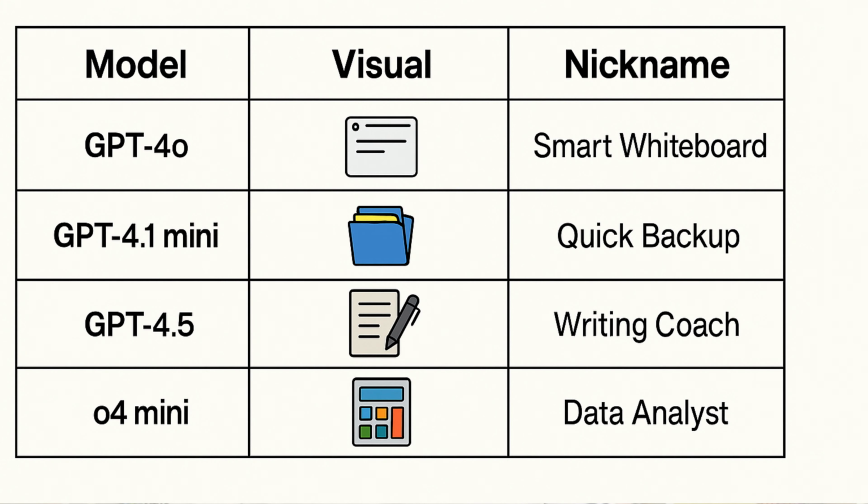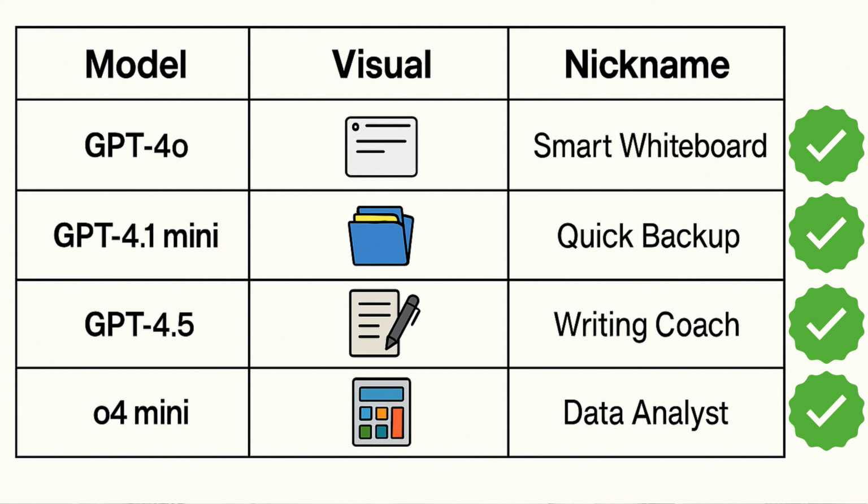GPT-4o is your smart whiteboard: fast, flexible, and can handle anything. GPT 4.1 mini is like your emergency lesson backup. Quick, simple, no fuss. The others, think specialist teachers you can call in when you need expert help. Let's break it down by what teachers actually need.